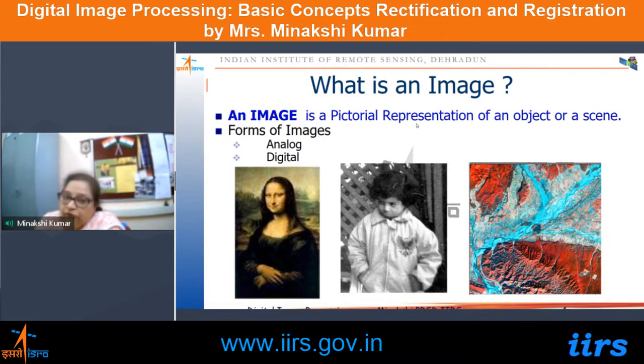For that, we should understand the various forms of images. There are two forms of images, analog images and digital images. Analog images are the ones which I have displayed here. The portrait is analog, the photograph is analog. This satellite image is also an analog representation of the image which was captured in digital.